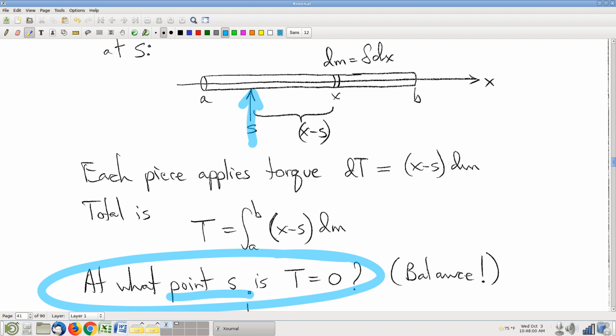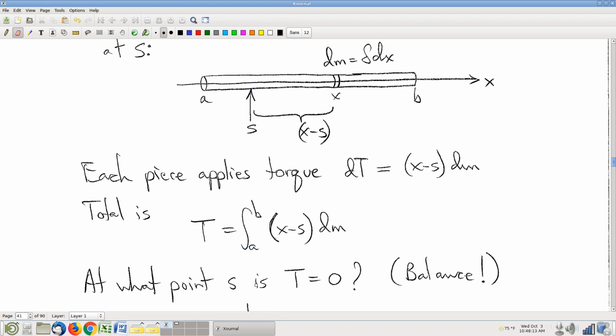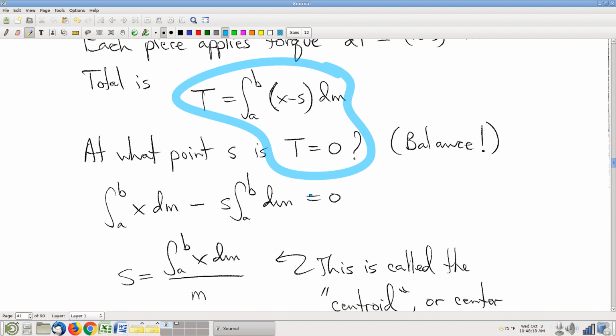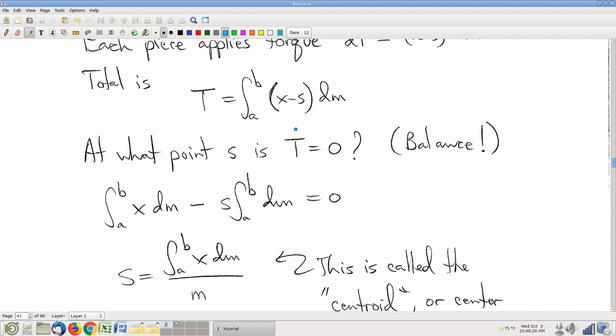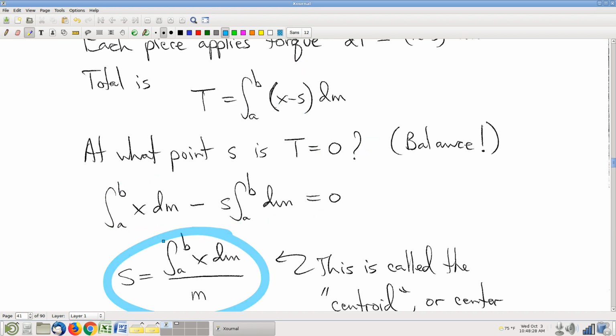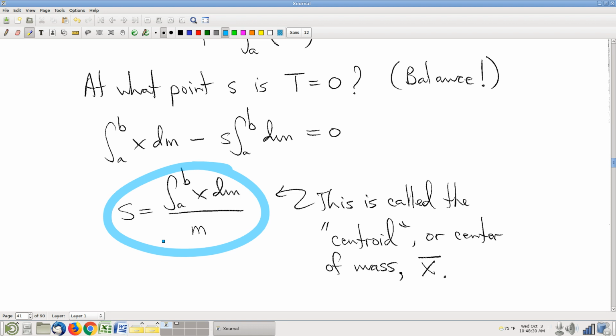Center of mass is a common term. Sometimes it's called the centroid, right? But it's natural in the sense that this is where things balance, which if you don't want stuff to fall down, this is a good concept, right? Okay, so we have a formula for how to find that thing. We just set the torque equal to 0. Setting this equal to 0, separate the integral into two integrals, solve for S, and there's your formula for your center of mass.